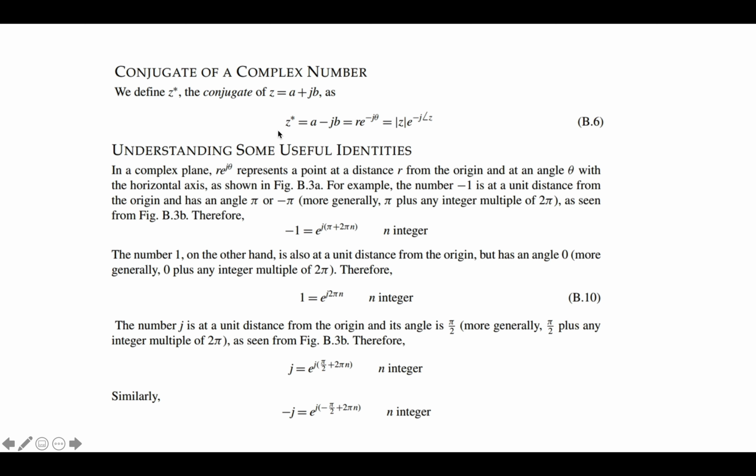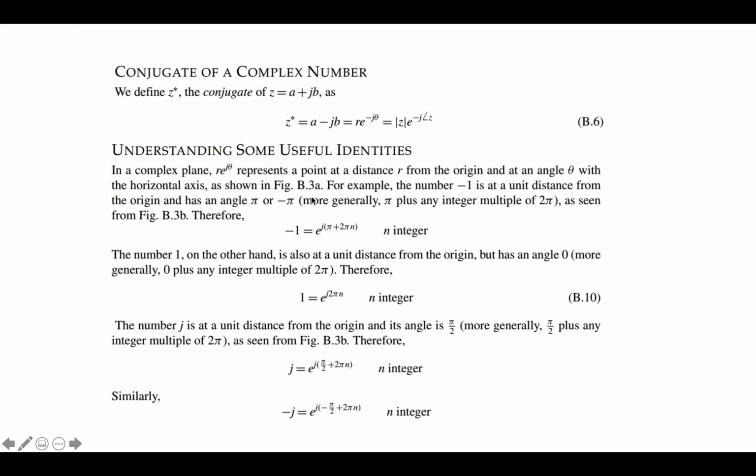The complex conjugate of a complex number, if z is equal to a plus jb, the conjugate is a minus jb. If z is equal to r e to the j theta, the conjugate is r e to the minus j theta. So it's reversing the angle on the phase if it's in polar form, or it is reversing the sign of the imaginary part of the complex number if it's in rectangular form.